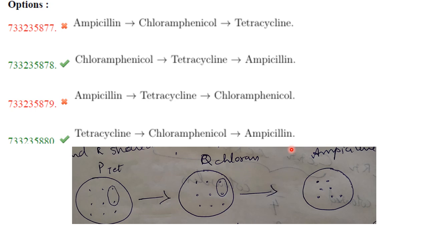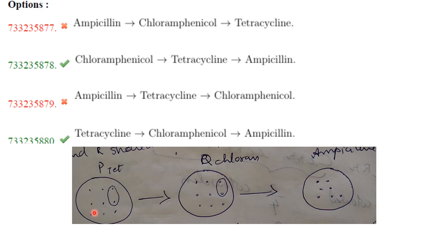Now what is happening here? I have shown only one particular choice. The other is also the same method. Tetracycline, chloramphenicol, ampicillin. For chloramphenicol, tetracycline, ampicillin also it is the same method. So first you are plating them on tetracycline medium. This is how you plate it. Then you are plating on chloramphenicol medium. The same bacteria are replica plated onto chloramphenicol medium. Then from there you are replica plating it onto ampicillin medium.